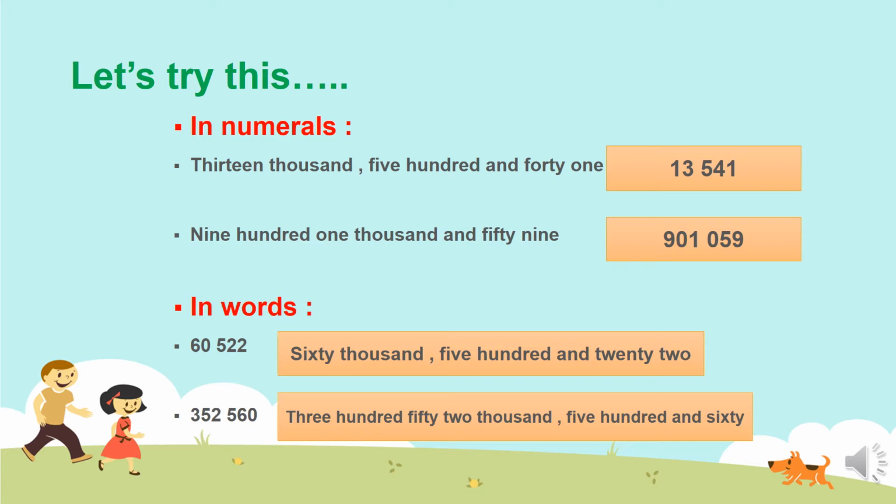Then the second question, you have to write these numbers in words. First one, the number should be written like this, 60,522. Second number you should write like this, 352,560.